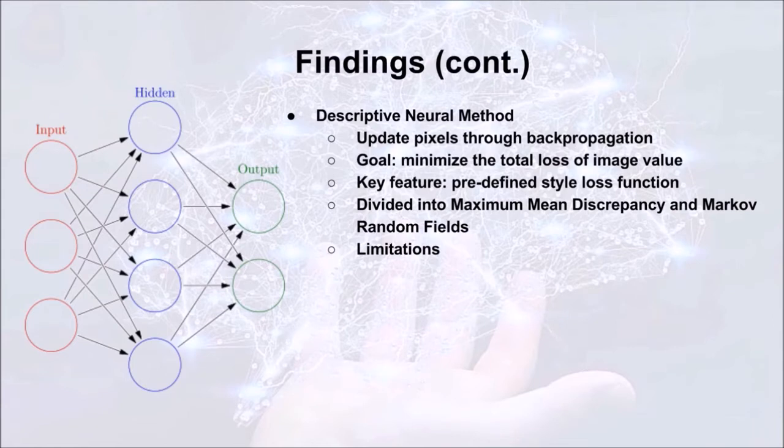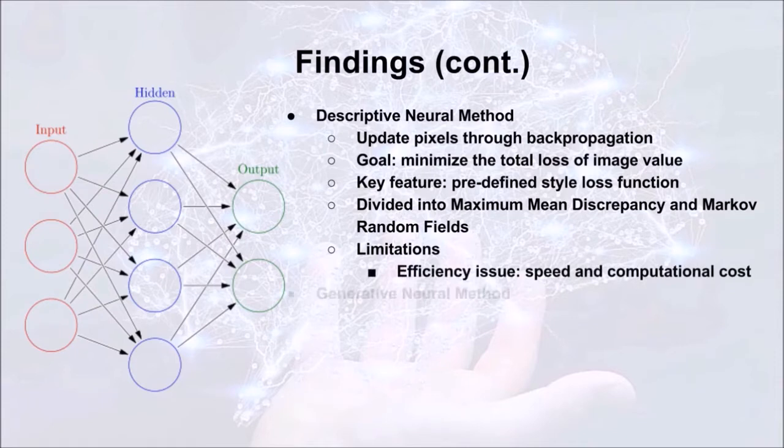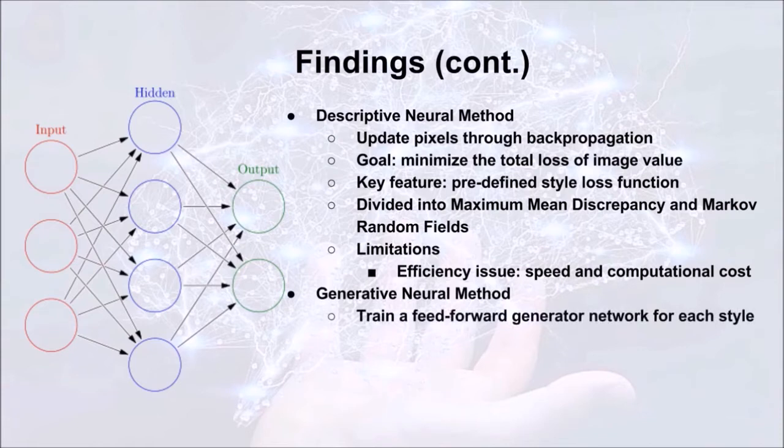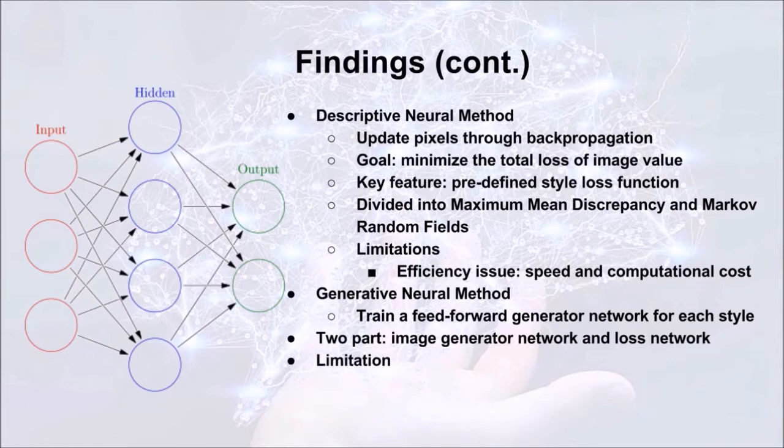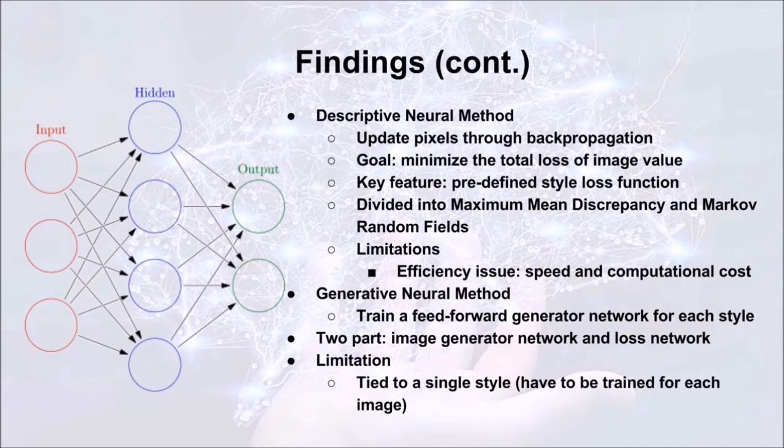The second category addresses the speed and computational cost issue at the expense of losing some flexibilities. Generative neural methods operate by training an equivalent feed-forward generator network for each specific style. The presented system consists of two components, an image generator network and loss network. Rather than using a per-pixel loss function, they propose the concept of perceptual loss functions. One limitation is that each generative network is tied to a single style, and separate generative networks have to be trained for each specific style image, which is quite time-consuming and inflexible.